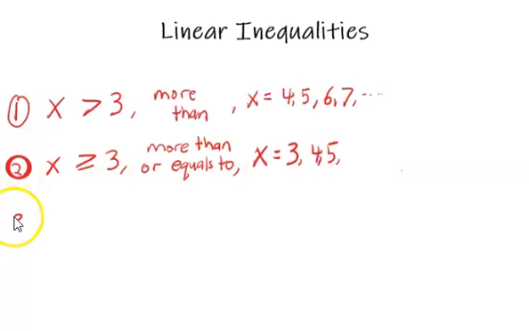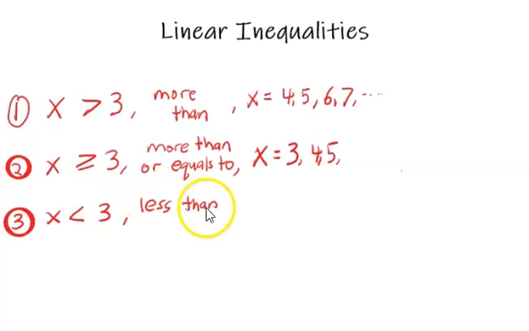Okay, now number 3, I'm going to do x less than 3. So here I just write down less than. Okay, this is the meaning of the sign. So x here will be 2, 1, 0, -1 and so on.